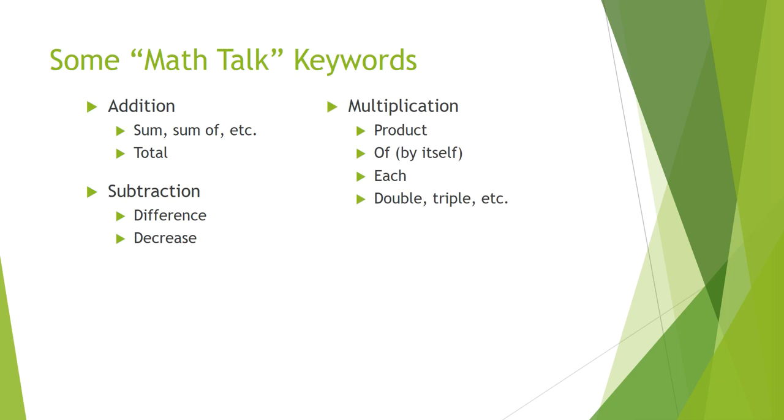Multiplication. These come up a lot, especially one of them. You'll see product, you'll see of, the word of by itself. Now that means not sum of, but just of by itself. Each and double, triple, etc. Now, of comes up a lot.